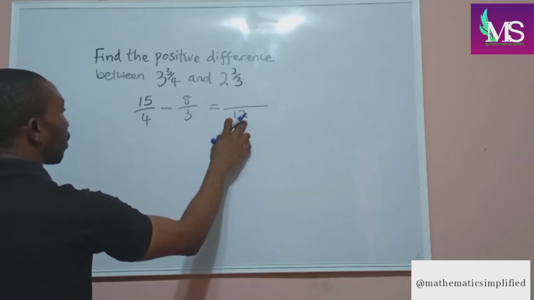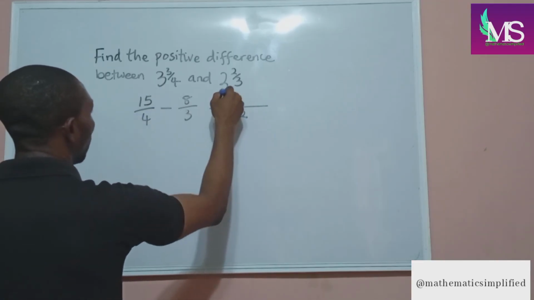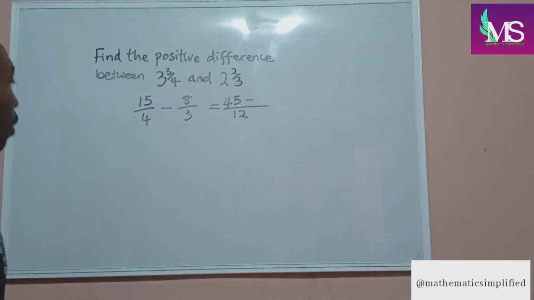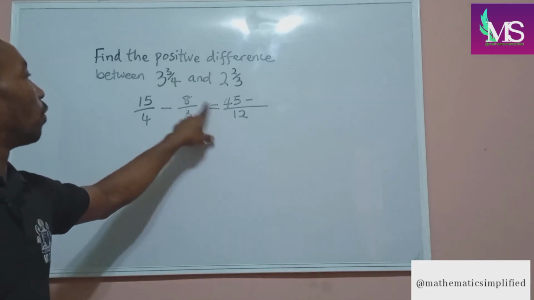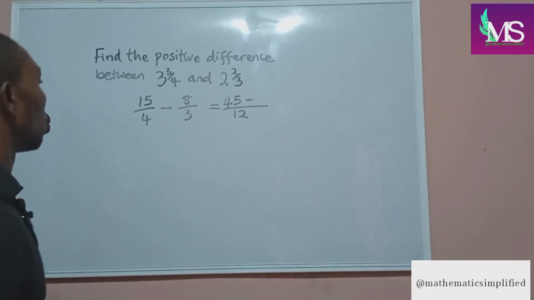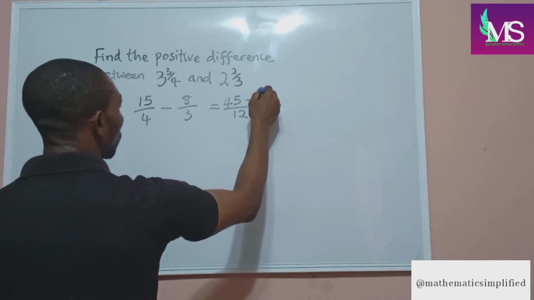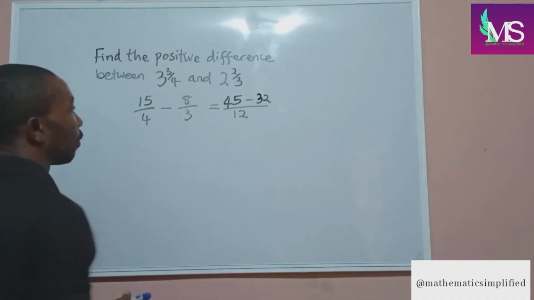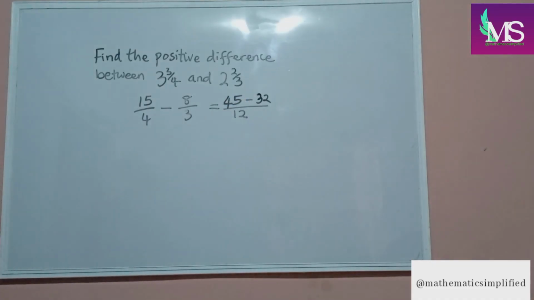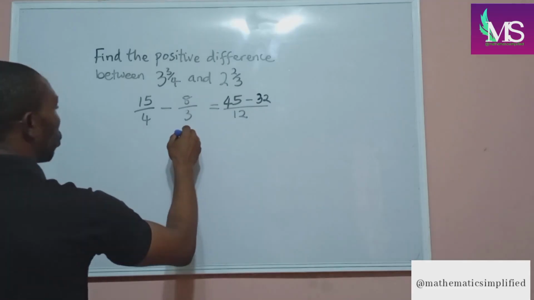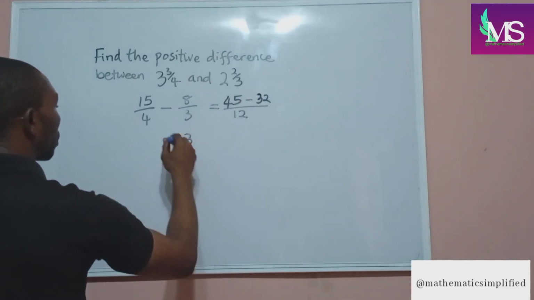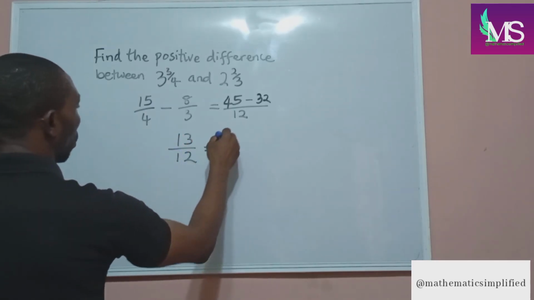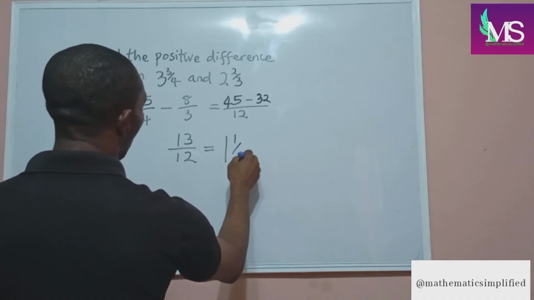Okay, 4 here, 3. 3 times 15, 45, minus 3 here, 4. 4 times 8, 32. Okay, now 45 minus 32. 5 minus 2 will give us 3. 4 minus 3 will give us 1 over 12. So this will become one whole number, 1 over 12.